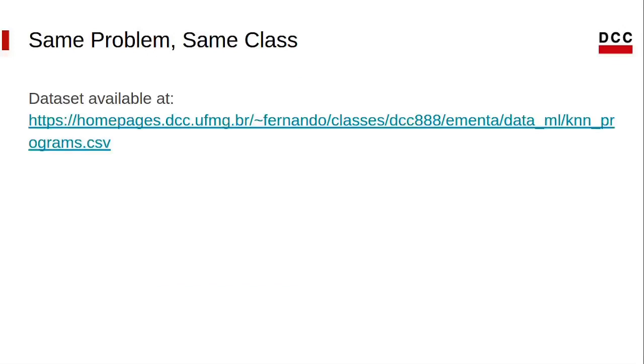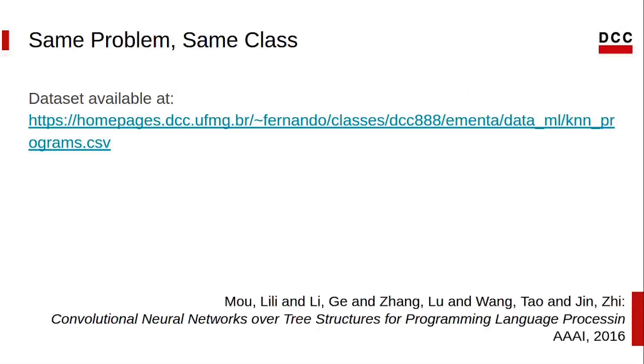Let's use a set of programs available at this link to work in an example. This data comes from a set of benchmarks called POJ104, which was first released by Lili Mou in a paper from 2016. POJ contains thousands of programs taken from an online program judge, so some programs solve the same problem. That's a good dataset to see if we can identify programs with similar purposes.